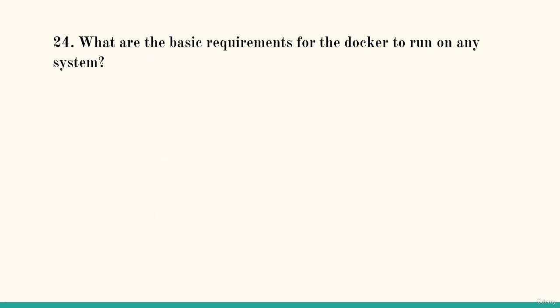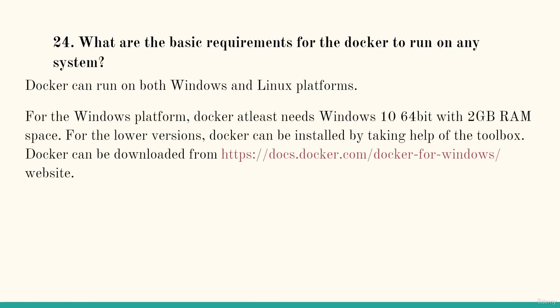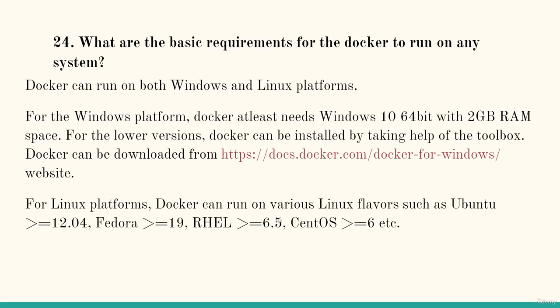What are the basic requirements for Docker to be run on any system? Docker can run on both Windows and Linux platforms. So for Windows, Docker at least needs Windows 10, 64-bit with 2 GB RAM space. For the lower versions, Docker can be installed by taking help of the toolbox. Docker can be downloaded from the official documentation of the Docker website. But for Linux, Docker can be run on various Linux flavors such as Ubuntu, Fedora, Red Hat, CentOS, etc.